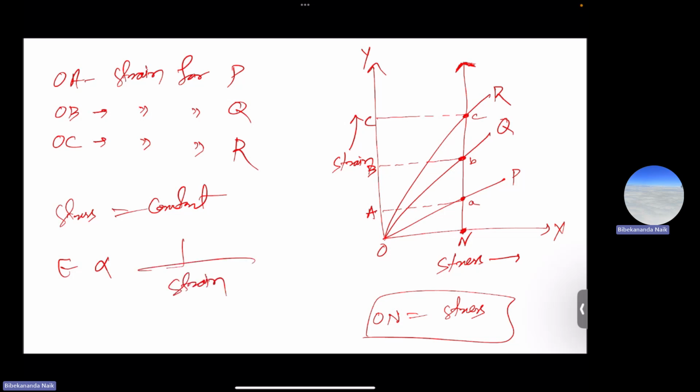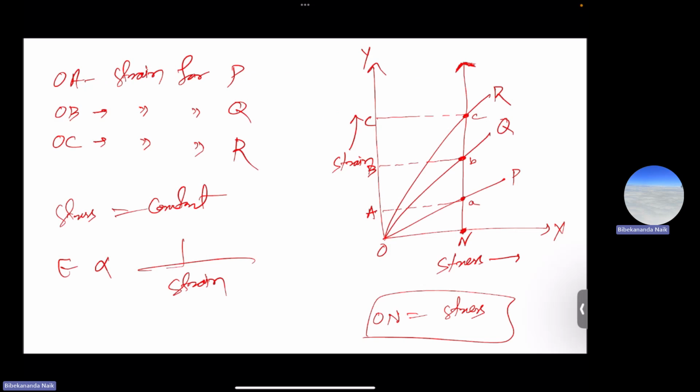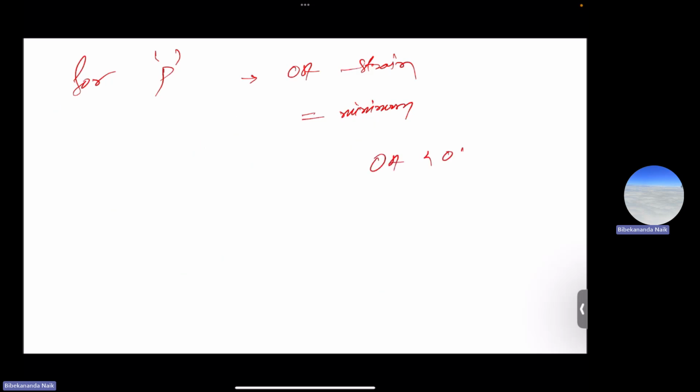So the wire that has lesser strain will be having higher value of modulus of elasticity. So for P, OA is the strain which is minimum, as you can see from this figure clearly, because OA is less than OB is less than OC. OA is for P, OB is for Q and OC is for R.